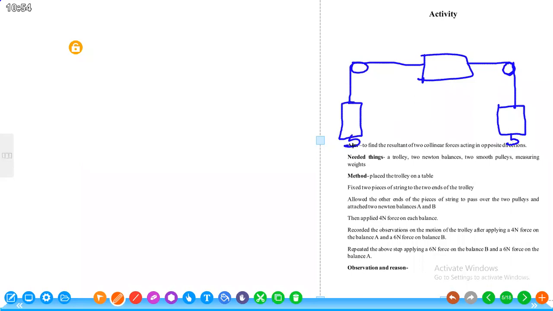Right. Question for you. You are considered smooth pulleys. Why do they give smooth pulleys here? Because here we avoid the frictional force, to avoid the frictional force. Right, students? Now, first of all, this figure shows this activity.